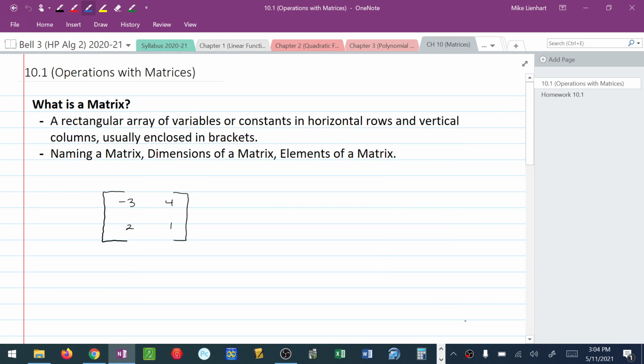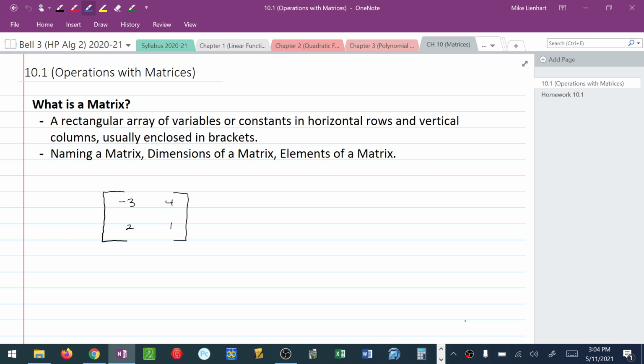Greetings. This video is about what's called operations with matrices. And what we're going to do is look at some simple operations like addition and subtraction, and see how these things called matrices can be involved in problem solving, looking at a couple of different scenarios.